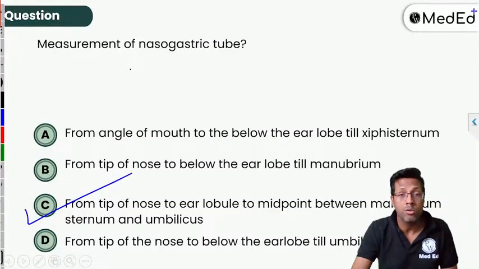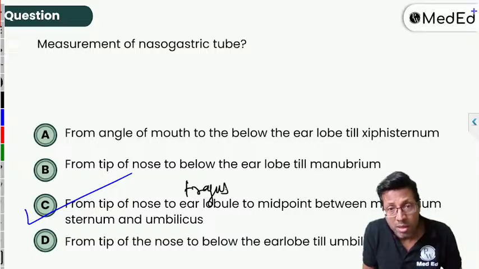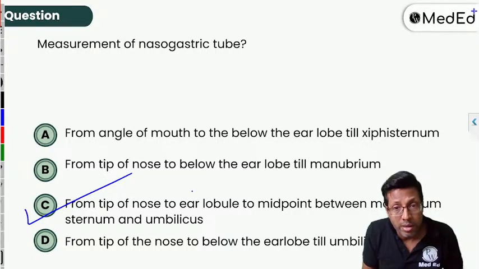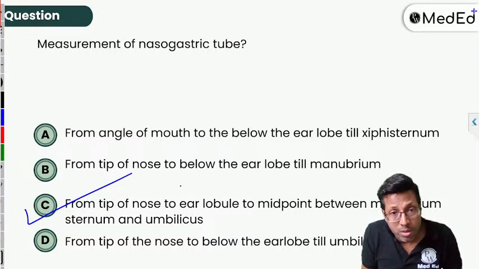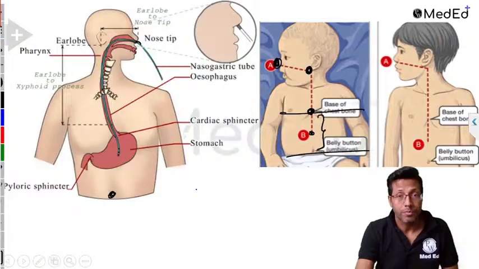But yes, you need to know the exact size which has been asked in the exam. So tip of the nose to the ear lobule, or in fact the tragus also, you can write it as tragus as well. Tip of the nose to the tragus, to the midpoint between the manubrium sternum and the umbilicus. Okay? Clear? This is an important question.